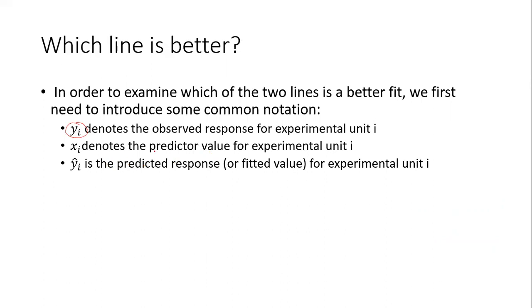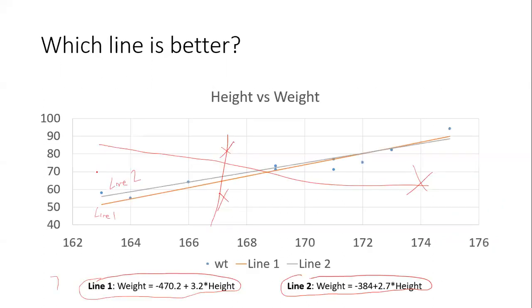Then, if I did not mention the predictor variable, that's okay as well. This is fine. And yi hat is the predicted response for experimental unit i. So what does this mean? Well, yi hat, so just go back. This is the formula for line 1. So what does this formula say? Let's concentrate on this a little. This is a line formula, right?